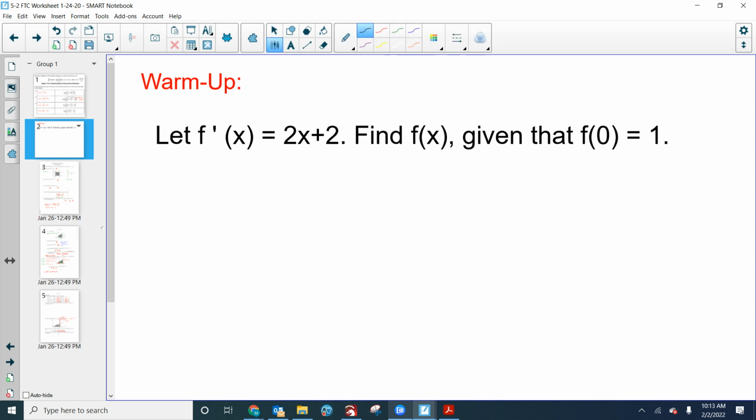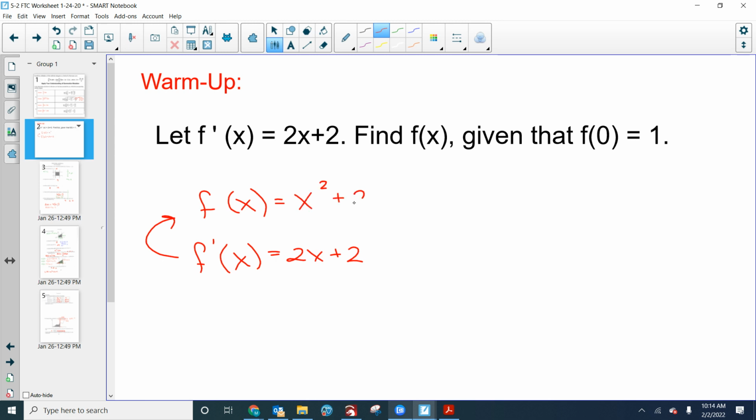All right, help me out. f prime of x was 2x plus 2. Did you all realize you had to go up to f of x, which is x squared plus 2x plus a constant? Do we have enough information to solve for that constant? Yes. When x is 0, y is 1. So (0, c), c equals 1. So f of x is x squared plus 2x plus 1. Yes? Does that look familiar?